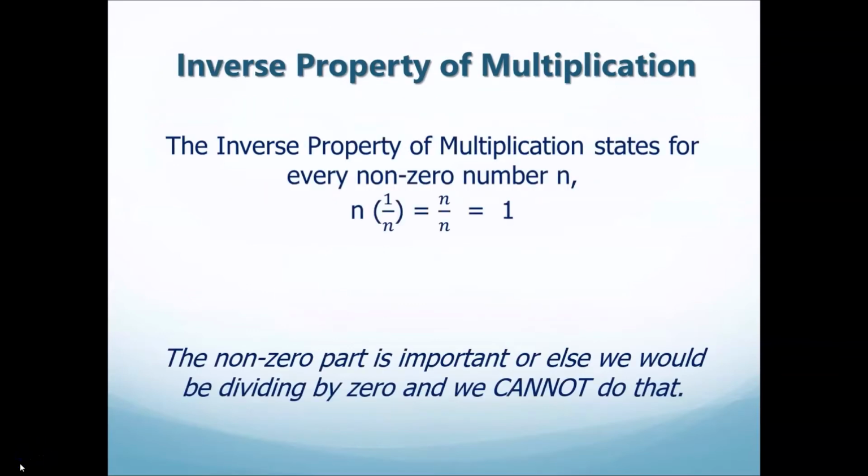Okay? Next, the inverse property of multiplication. It states that for every non-zero number n, n times 1/n, which is the inverse of n, is equal to n times 1/n, so n/n is equal to 1. So guys, it is important to consider this portion of the statement: this is only applicable for a non-zero number n. Otherwise, we cannot divide any number by 0 because that will give us an undefined solution.